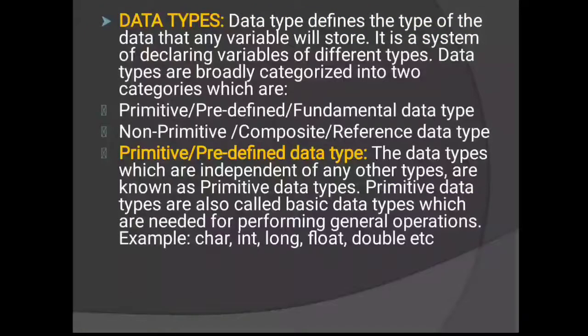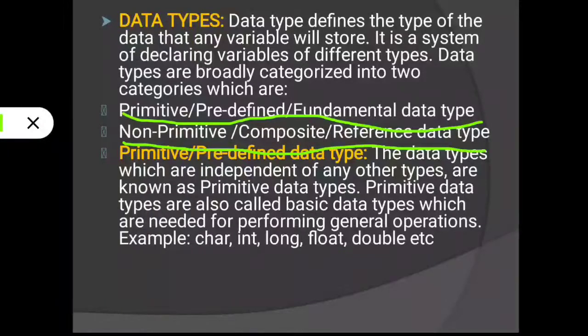Then next is data type. Data type defines the type of data that any variable will store. It is a system of declaring variables of different types. Through data type we identify which type of data we are using in our program. Data type is classified into two types. First one is primitive, predefined or fundamental data type. Second is non-primitive, composite or reference data type.